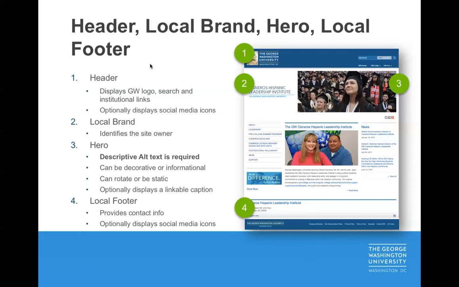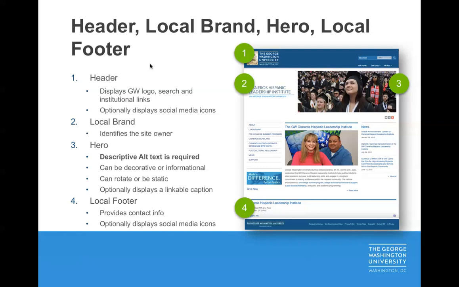The thing to note with your hero, and really with all images across your entire website, is that a descriptive alternate text is required. That alternate text is what gets read aloud to somebody who might be using a screen reader or some other assistive device when they can't actually see the image for themselves. So again, your local brand is identifying who your site owner is, and then your hero banner over to the right of that is supporting the local brand, and it can be decorative or informational depending on what your needs are for your site.